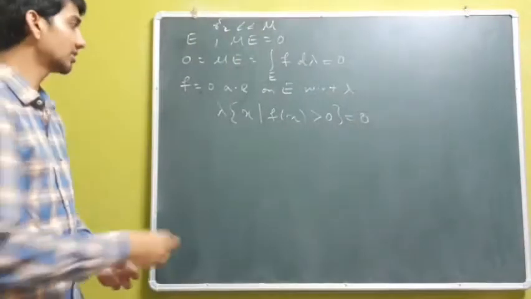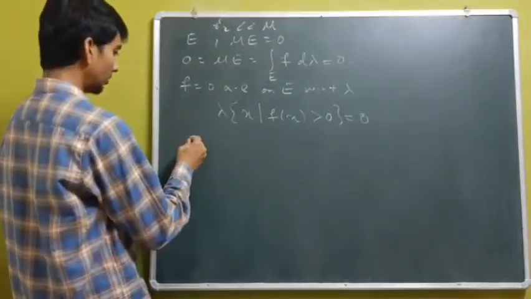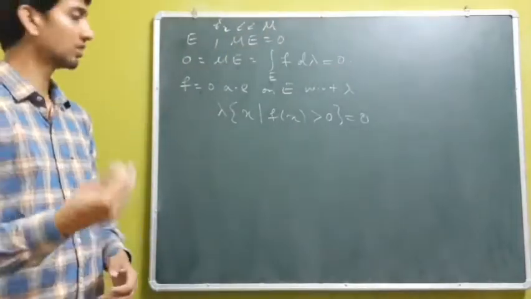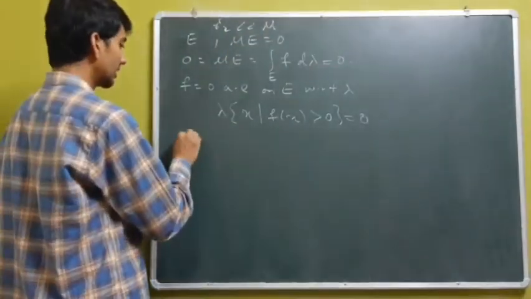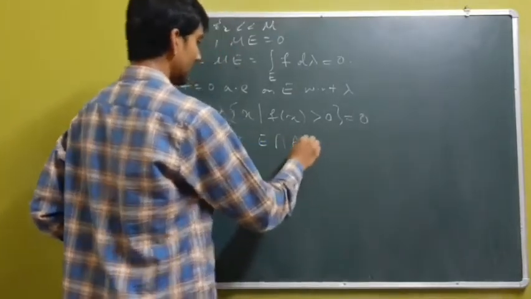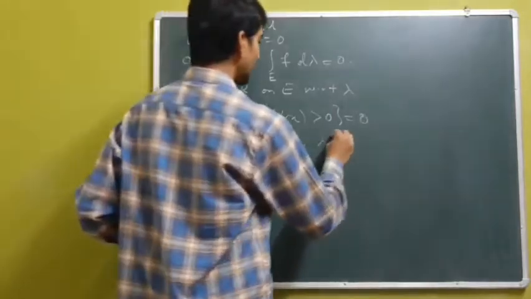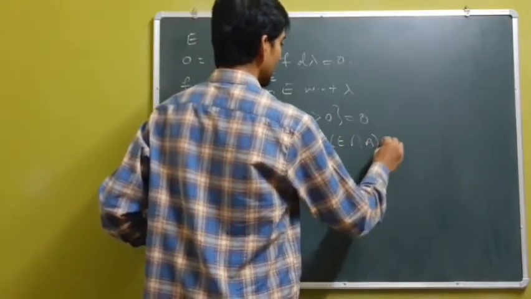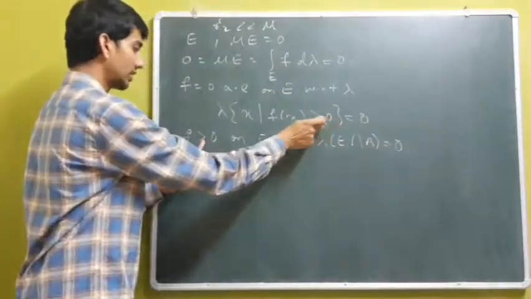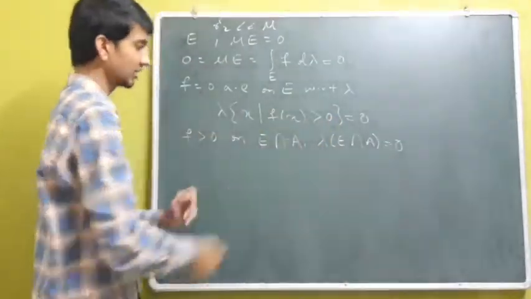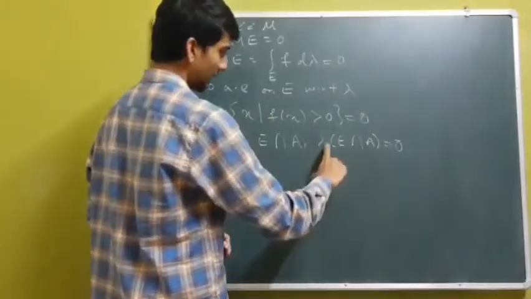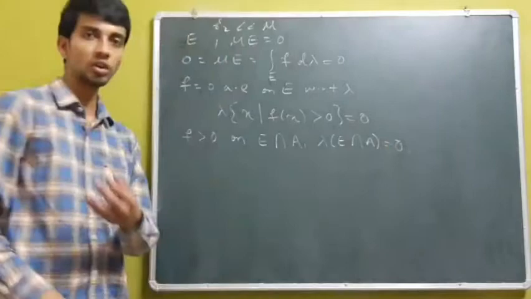Now, before we prove gamma 2 is absolutely continuous with respect to mu, I will consider f greater than 0 on E intersection A. So we have lambda of E intersection A to be 0. Since f is greater than 0 on the set E intersection A and the lambda measure of such a set is 0, we have lambda of E intersection A is also 0.